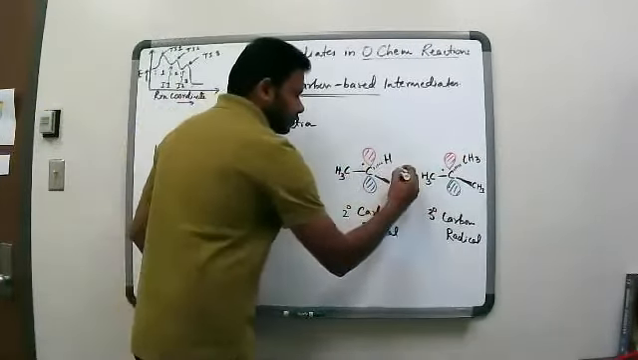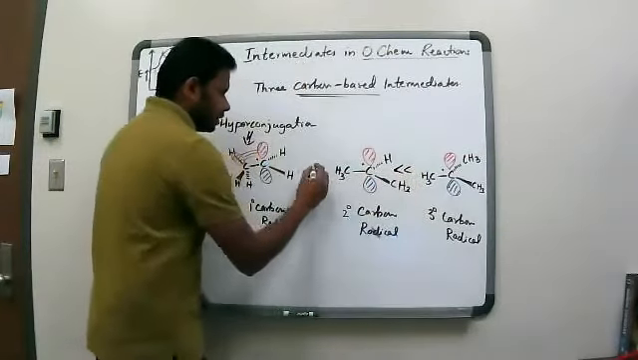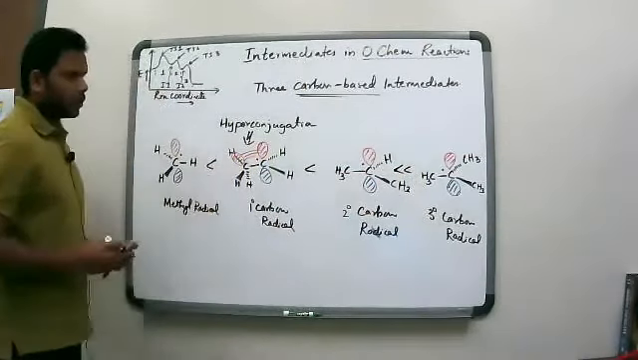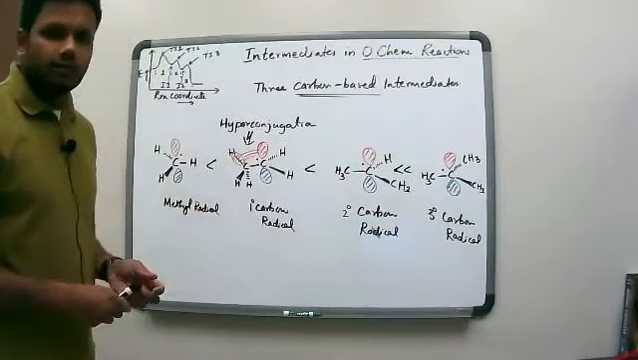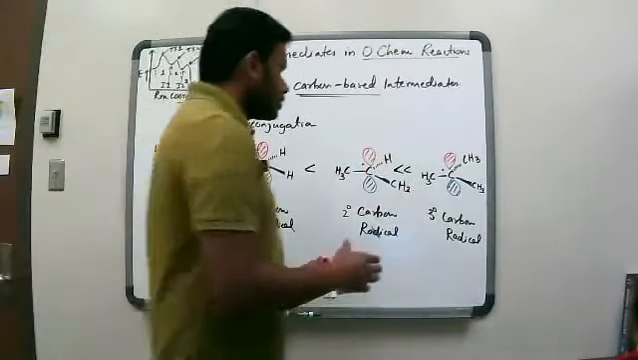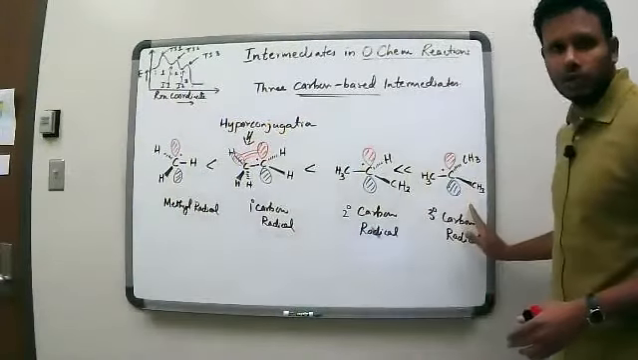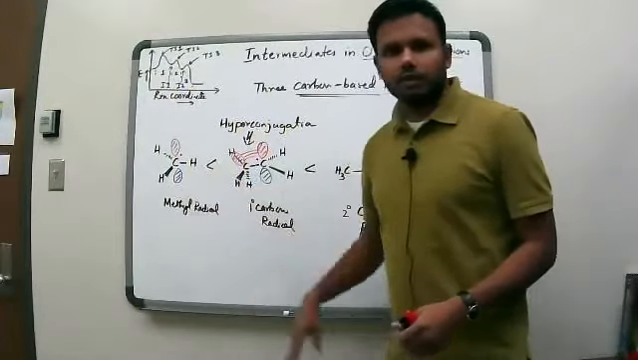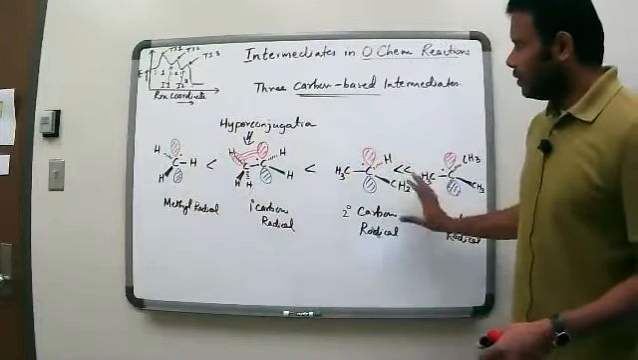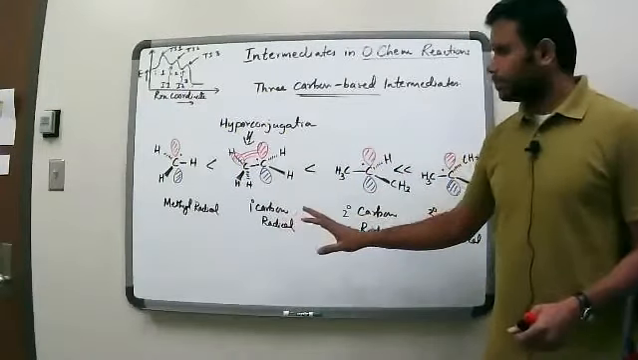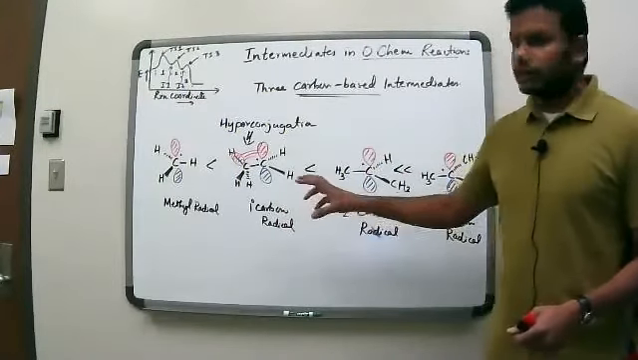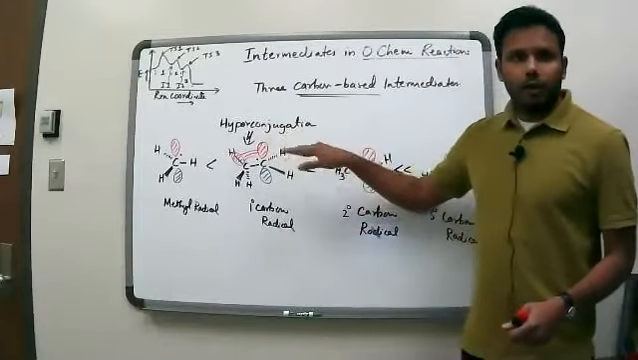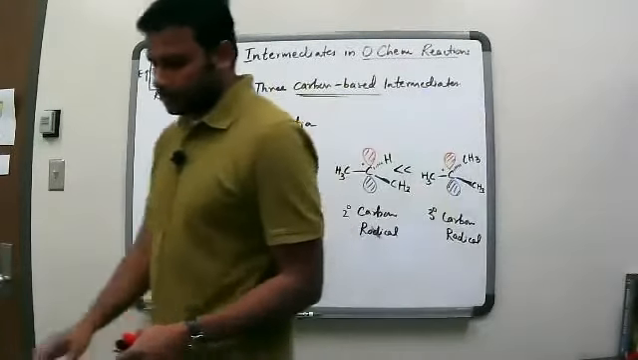So the order of stability is again similar to, or it parallels, the order of stability for carbocations. Tertiary carbon radicals being the most stable, then the secondary carbon radicals, primary carbon radicals, and methyl radicals. Okay, so that would be the order of stability for radicals, and this again is based on hyperconjugation effect.